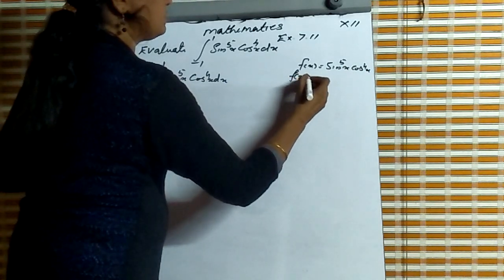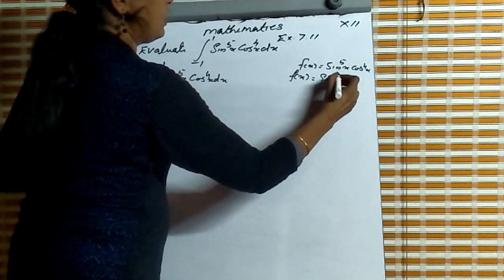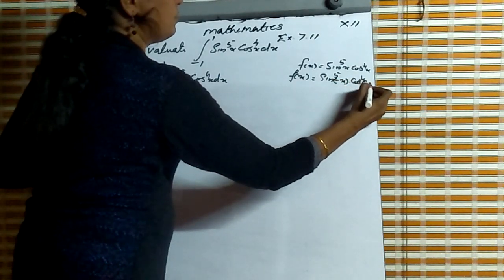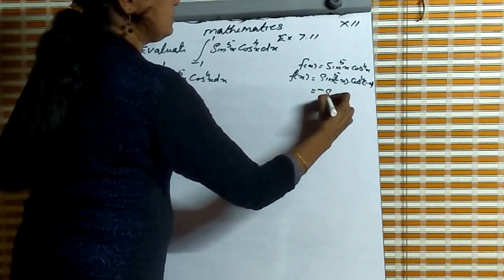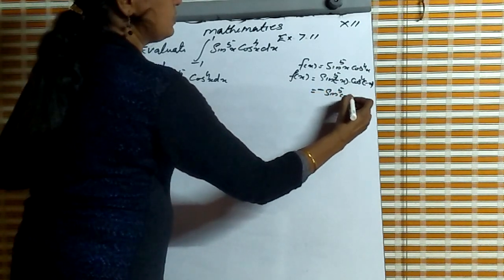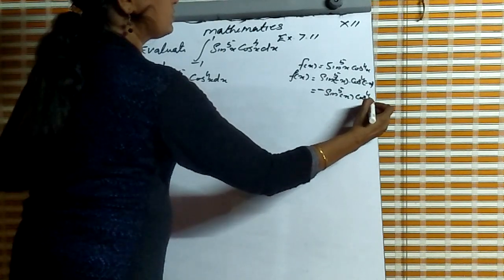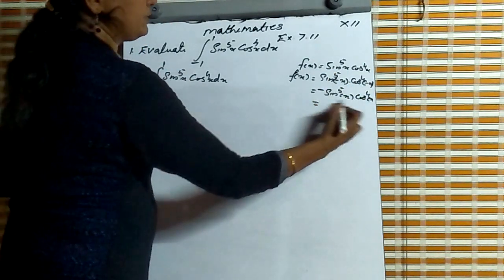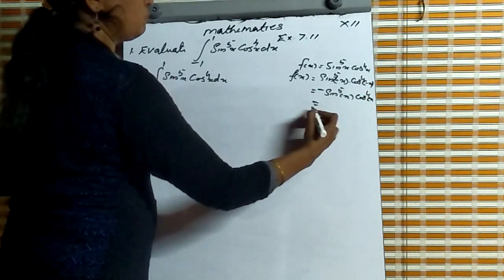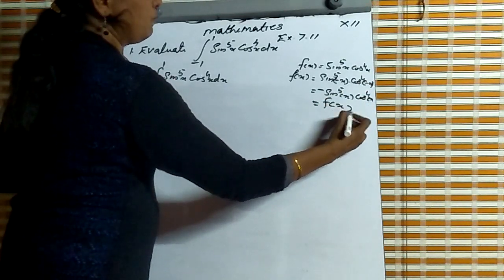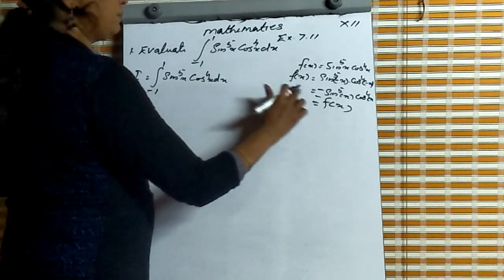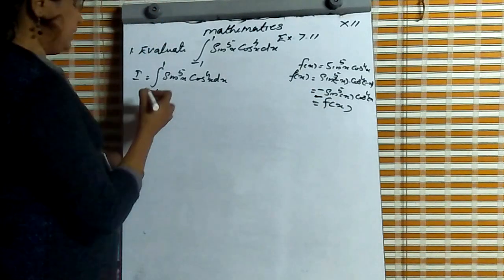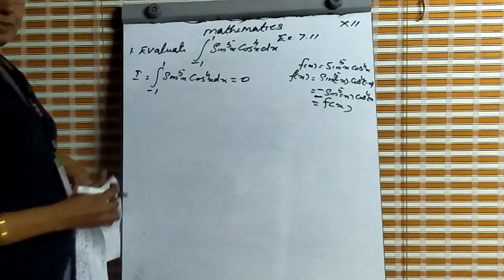f(-x) is equal to sin^5(-x) cos^4(-x), which equals minus sin^5 x cos^4 x. Sin^5(-x) is minus of sin^5 x, and cos^4 is even, so it is positive, giving minus of f(x). Here f(-x) is equal to minus of f(x). Therefore, our answer is 0.